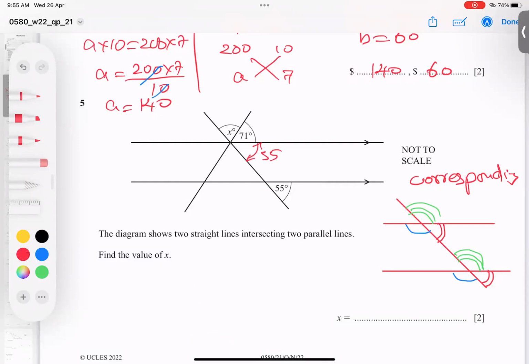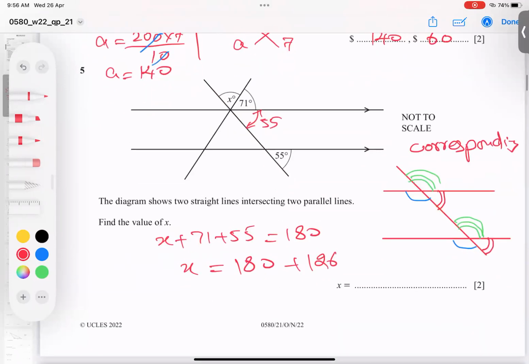Now I'm going to complete the question. The sum of all three angles is 180, because it is a straight line, 180 degrees. Can you see the straight line, students? On this straight line, the sum of all the angles is 180. X plus 71 plus 55 equals what? 180. 71 plus 55 becomes 126. If I subtract 126, I get 54 as the answer. I hope all of you are clear.